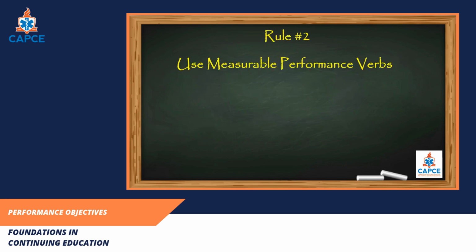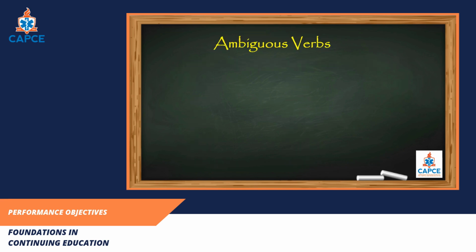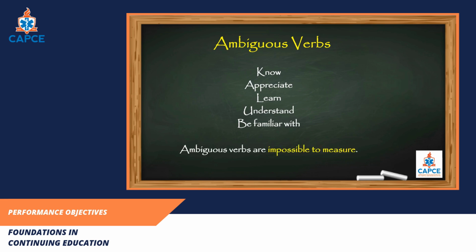Rule number 2. Always use performance verbs like the one seen here. Performance verbs are easily measurable and identify some type of action, something the student must do. Avoid using ambiguous verbs like the one seen here, which are impossible to measure. A student must understand what you will ask him to do in order to demonstrate what he has learned.